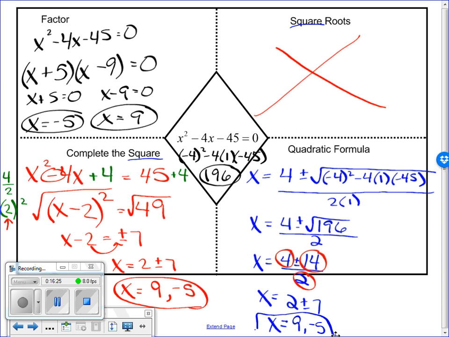Can I always use quadratic formula? Yes. Can I always factor? No, not always. All right, so just trying to get some things in your head of keeping all this straight, right? The ones that have the word square in them do not set equal to 0. The other two you do.